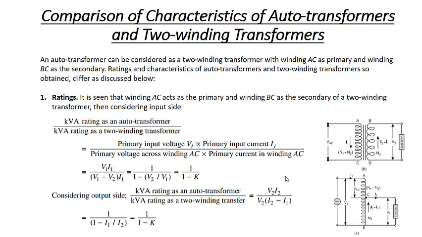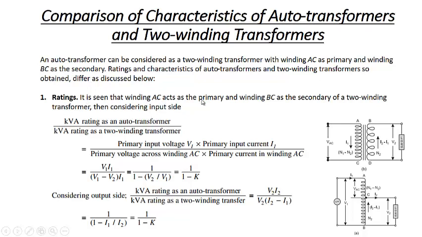Now let us try to compare the characteristics of the autotransformer and the two-winding transformer. An autotransformer can be considered as a two-winding transformer with winding AC as the primary and winding BC as the secondary, as I have told you just now. Ratings and characteristics of the autotransformer and the two-winding transformer so obtained differ as discussed below. So we'll discuss them. The first one is the rating.